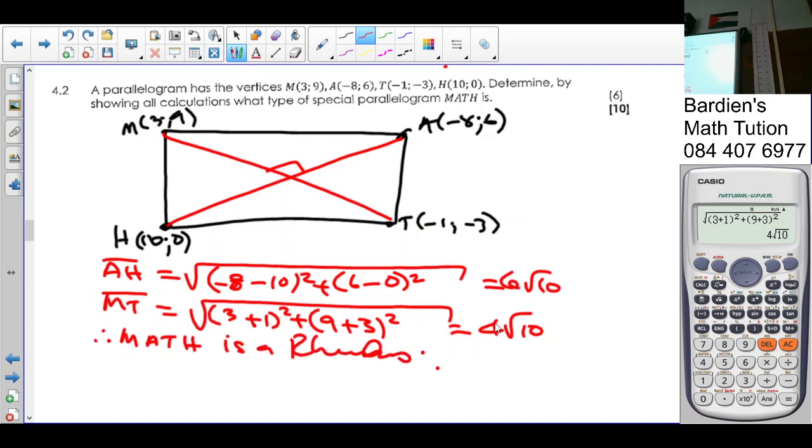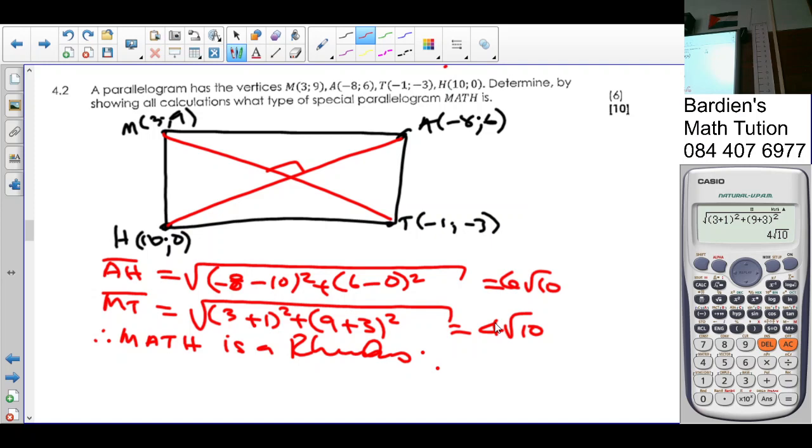Why? You're firstly going to say that there are 3 special parallelograms: rhombus, kite, and square. Since the diagonals are not equal in length, therefore it has to be a rhombus. Okay. Because we have discovered this at this early point already, we have to substantiate our answer to get the full 6 marks. You guys understand?